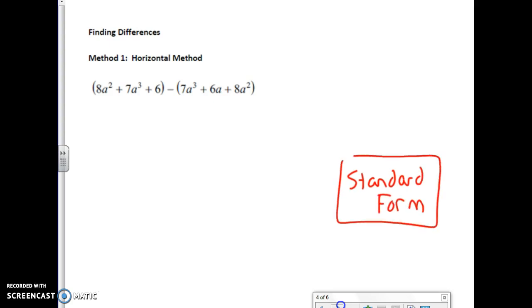Always standard form. So I want to rewrite these terms in standard form. I'm going to take 7a to the 3rd plus 8a squared plus 6. We're going to do this horizontally. I'm going to show you a couple ways to do the horizontal method. Now I'm going to do minus, and then I got 7a cubed plus 8a squared plus 6a.